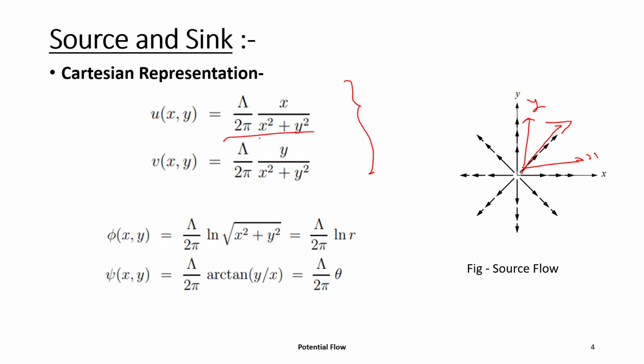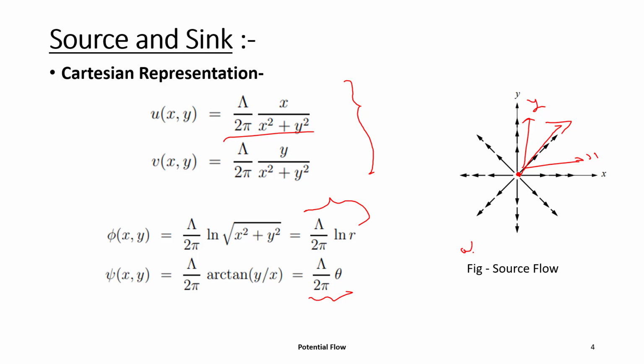So we will get u equal to gamma upon 2 pi, x upon x square plus y square, and v equal to gamma upon 2 pi, y upon x square plus y square. Similarly, we can write the velocity potential equal to gamma upon 2 pi log under root x square plus y square, which is equal to gamma upon 2 pi log r. This is in polar coordinates. And the stream function is gamma upon 2 pi tan inverse y by x, which is gamma upon 2 pi theta in polar coordinates. So in all these formulas, we have assumed that the source or sink is at the origin.